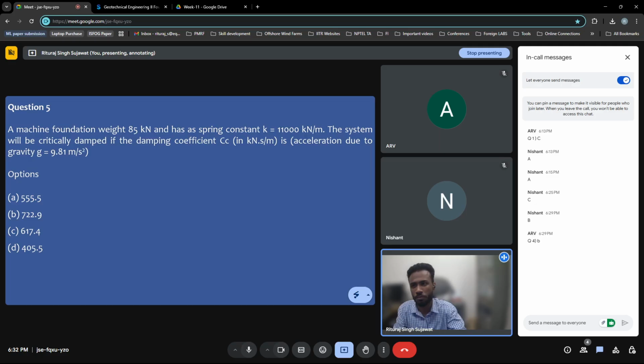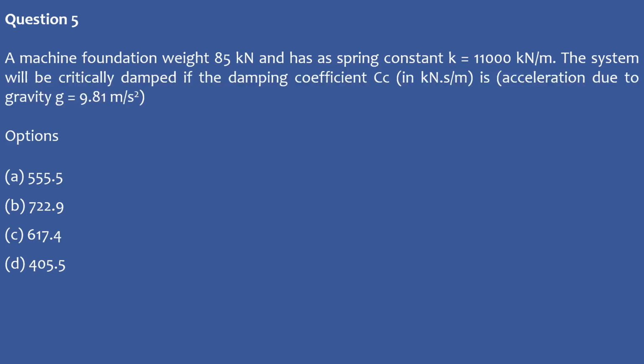Yeah, so those were the questions related to the fundamentals of vibration. Now here comes the inclusion of that particular vibrational theory into geotechnical engineering. So this is question number 5 in front of you. You have a machine foundation which weighs 85 kilonewton and has a spring constant K equal to 11,000 kilonewton per meter. The system will be critically damped if the damping coefficient Cc in kilonewton second per meter is... So you need to calculate the damping coefficient Cc.